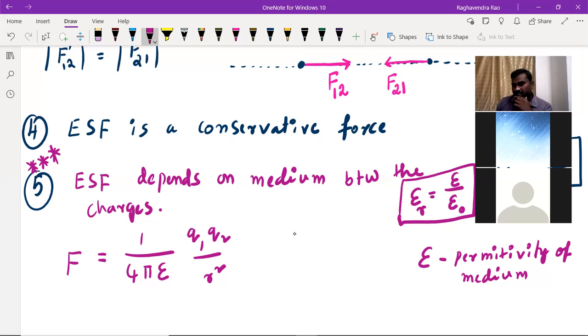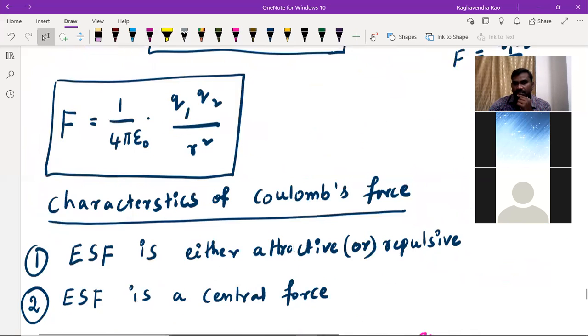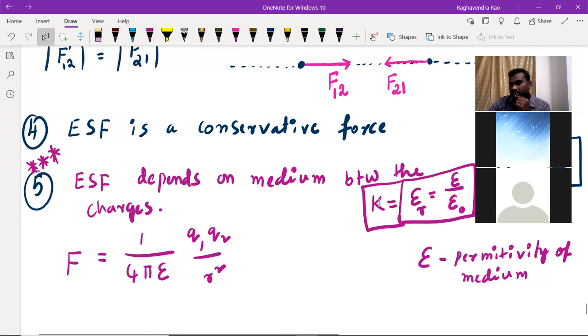Relative permittivity can also be represented by the dielectric constant, with the symbol K. This K is different from the proportionality constant K we used earlier. This is called the dielectric constant. In some textbooks they represent it with this symbol, and in most cases it is represented with K only, which is why we are mentioning it.